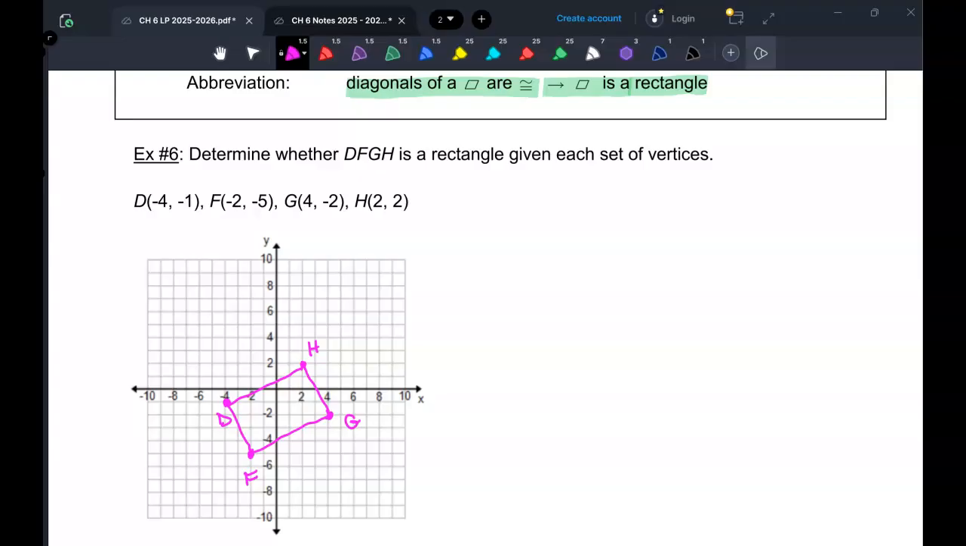It's about the same, because slope formula is easier than distance, but with distance formula we would only have to do it twice. The slope of DH has to be perpendicular to the slope of HG. So if I do the slope of DH, that'll be 2 minus -1 over 2 minus -4.